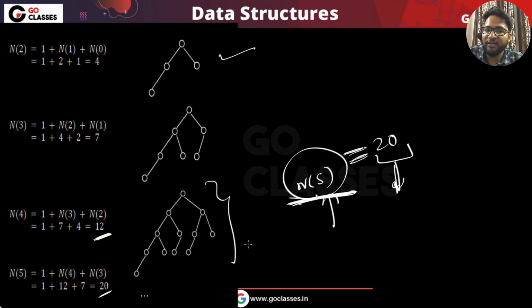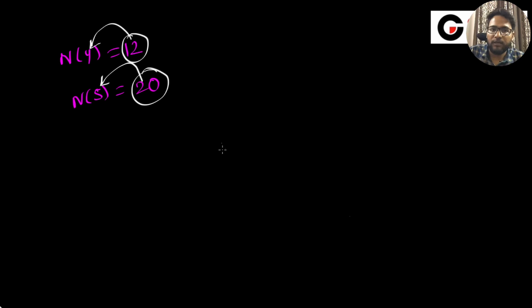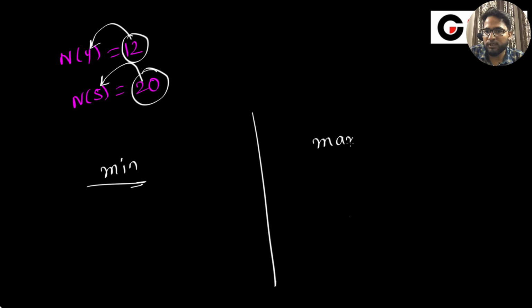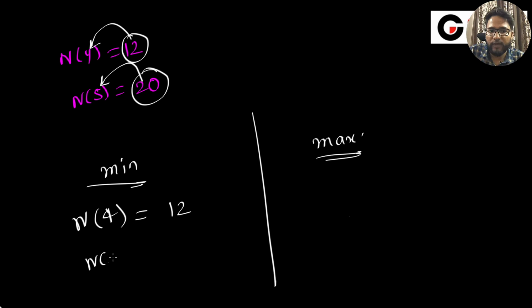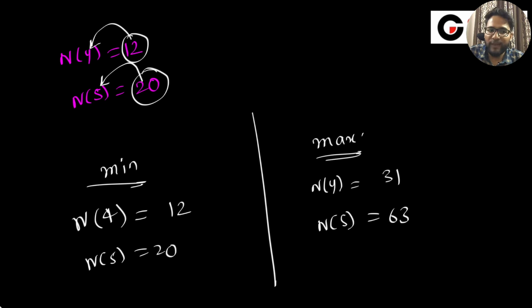Now if you throw 13, then what will happen? You will still be getting height 4 only, because you need a minimum of 20, right? So let me write minimum formulas here, and maximum formulas here. In case of minimum, n4 is 12 and n5 is 20, and in case of maximum, I think n4 was 31 and n5 was 63, right? So it is the maximum number of nodes to get height 4. If you throw one more node, you will be getting height 5, right?